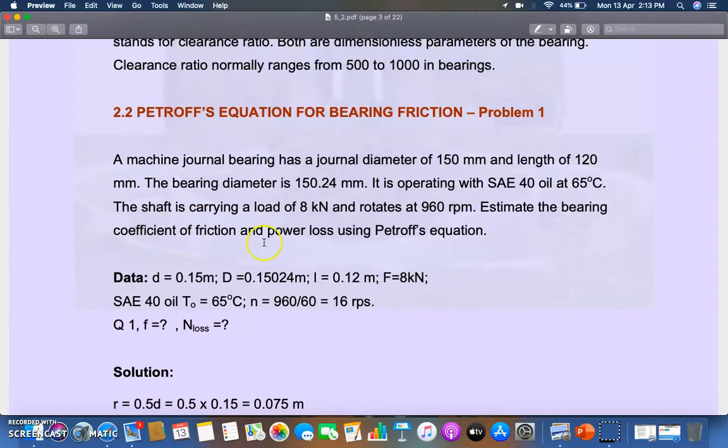Estimate the bearing coefficient of friction and power loss using Petroff's equation. That means you have to calculate the bearing coefficient of friction, small f, and the power loss using Petroff's equation. These two things we have to calculate.